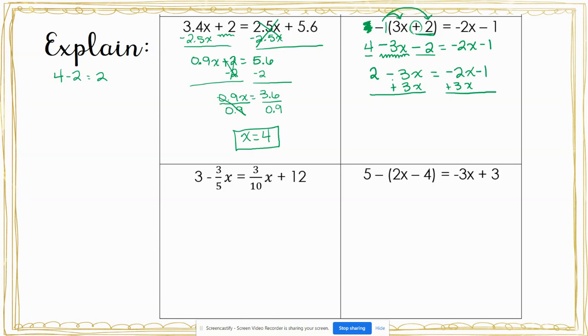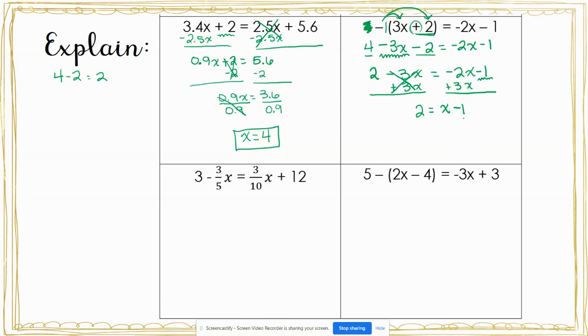Well, negative 3x plus 3x is 0, so those cancel because if I do 2 minus 0, that is 2. Over here, negative 2x plus positive 3x would leave me with positive 1x. Well, positive 1x is the same as just x. But I still have this minus 1 that I can't forget about, so I need to rewrite that.